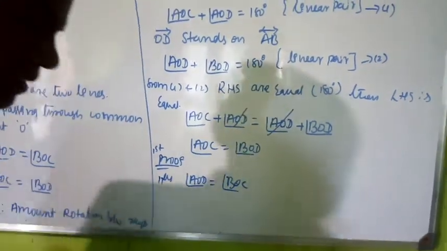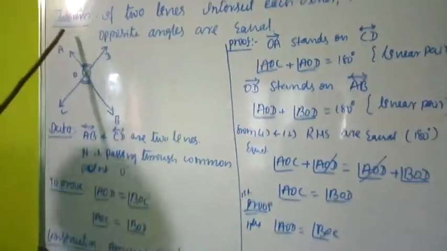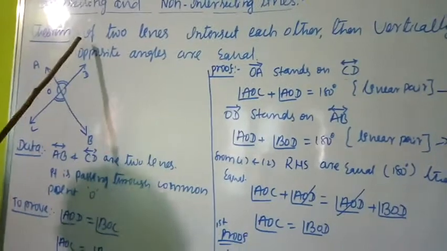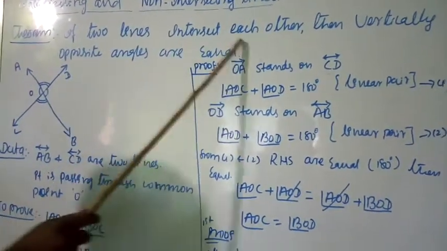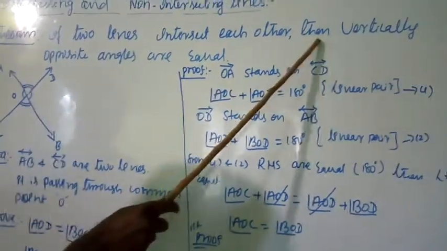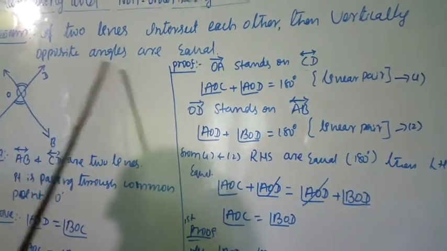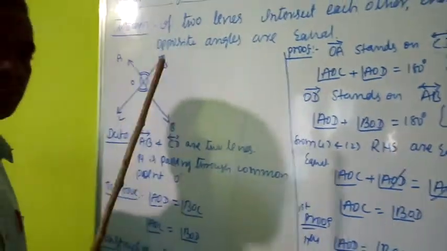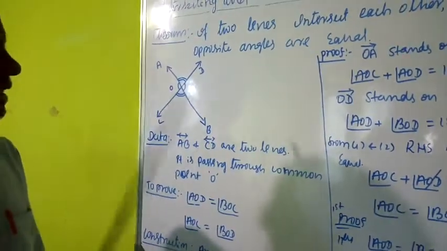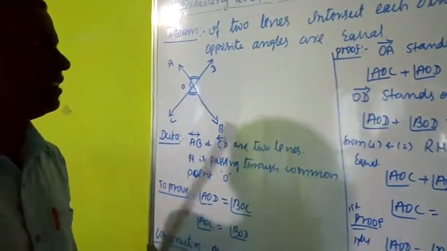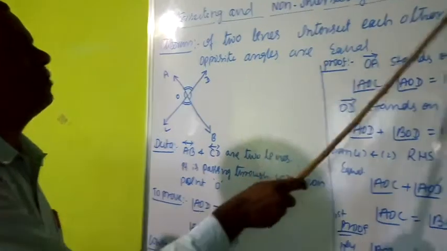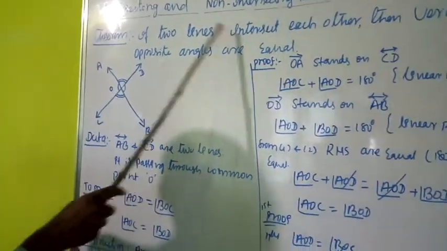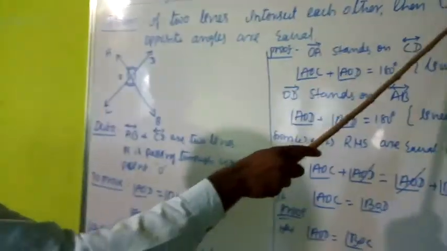Okay, students. Once again, please note the theorem. It is an important theorem. If two lines intersect each other, then vertically opposite angles are equal. In mathematics, whatever you want to do in life, a statement is always required. A statement always contains two parts. One is what is given, and the second part is what we are going to prove.